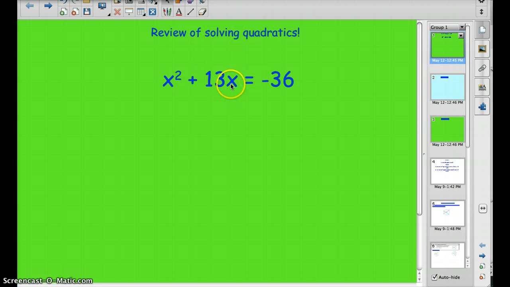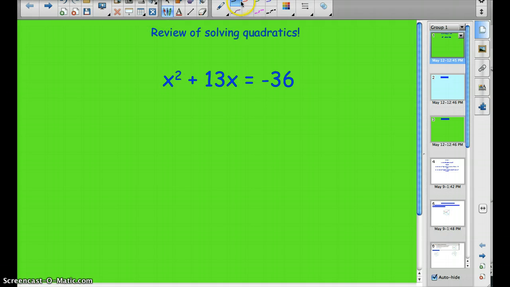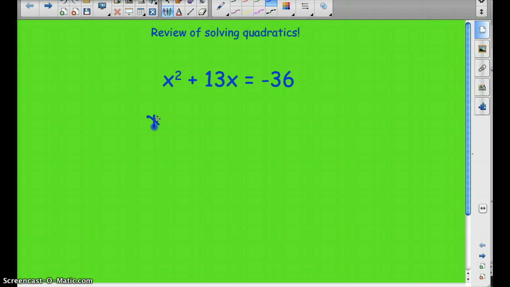So when you're solving quadratics, meaning we have an x squared and an x in the same equation, you want to set it equal to 0. So I am going to add 36 over, and I get x squared plus 13x plus 36 equals 0. And you learn this in algebra because I just got done teaching my algebra kids this.